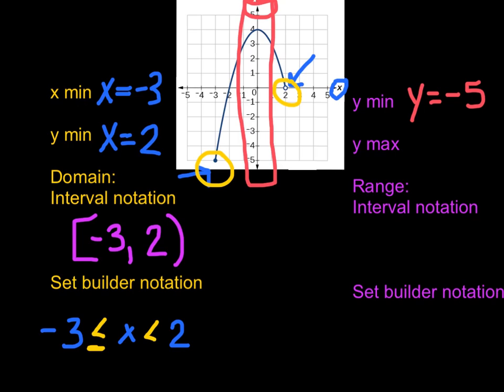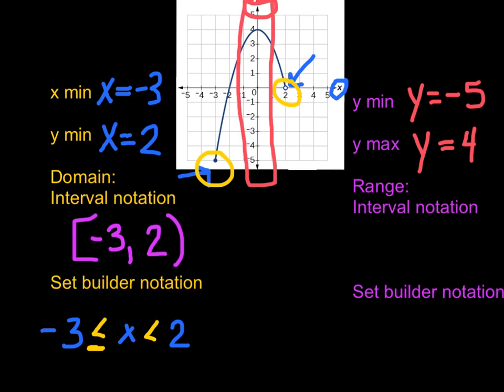My y max, I'm just going to go up to the highest I can see on the graph. And the highest looks like right here, and I would say that's y equals 4. And again, once you've identified that, you're pretty much done with domain and range. You're just looking for the min and the max.